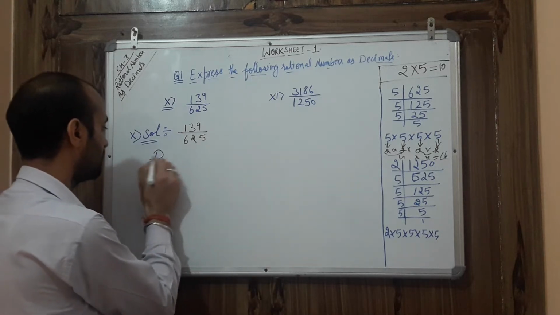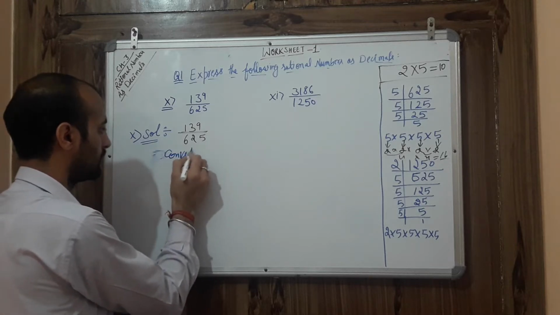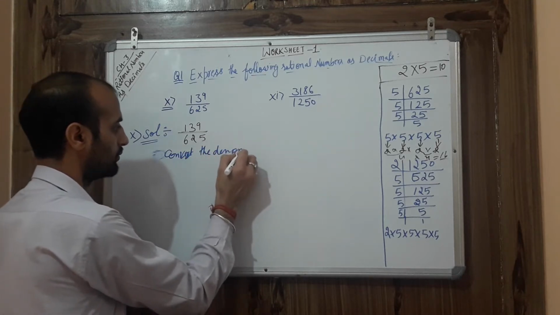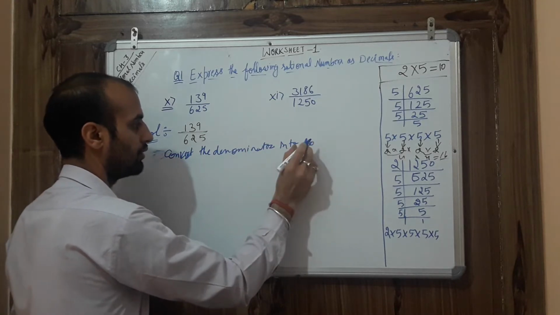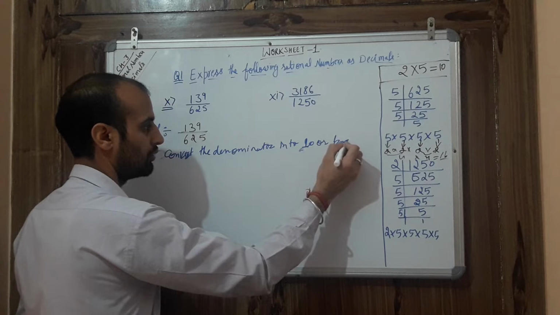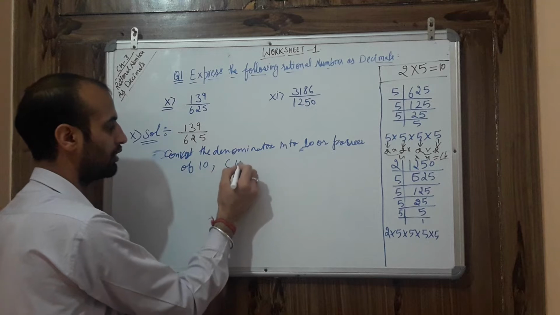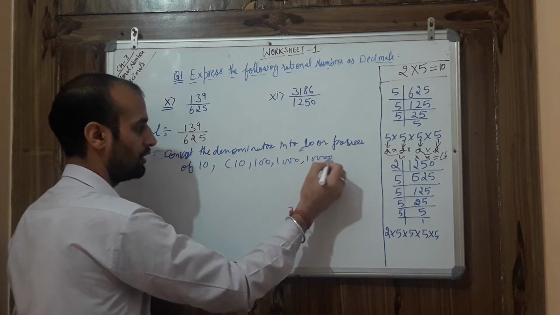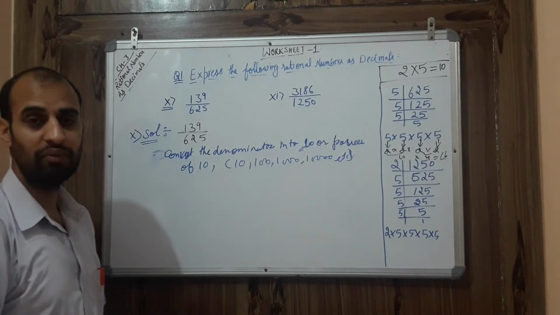So next, as we are writing, convert the denominator into 10 or a power of 10. That means we need to convert it to look like 10, 100, 1000, 10,000, etc. In this way we need to convert the denominator. So what is the number required? That is the most important thing here.